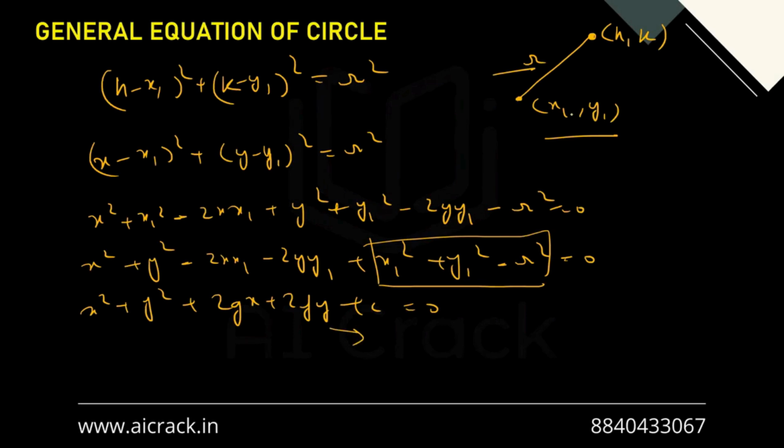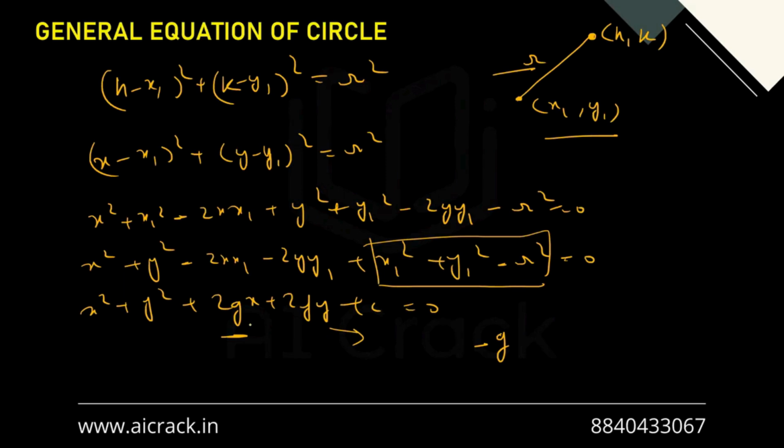So initially we had a center at x1 and y1, and we got the coefficient of x as minus 2x1. But now in this generic equation we have written it as 2g. So basically the center x1 would now be minus g, right? For x1 it came out to be minus 2x1. For 2g it would be minus g, right?